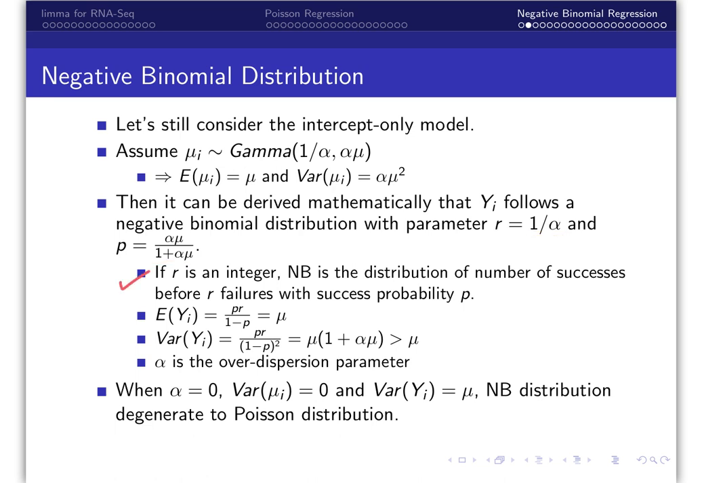The negative binomial distribution is modeling the number of successes before r failures when the success probability is p. For example, when flipping a coin, how many heads will you get before getting 3 tails? The expected value of mu is still mu, but the variance is something greater than mu. So we call alpha the over-dispersion parameter. When alpha equals 0, the negative binomial distribution degenerates into the Poisson distribution, so the negative binomial is a generalization of Poisson.